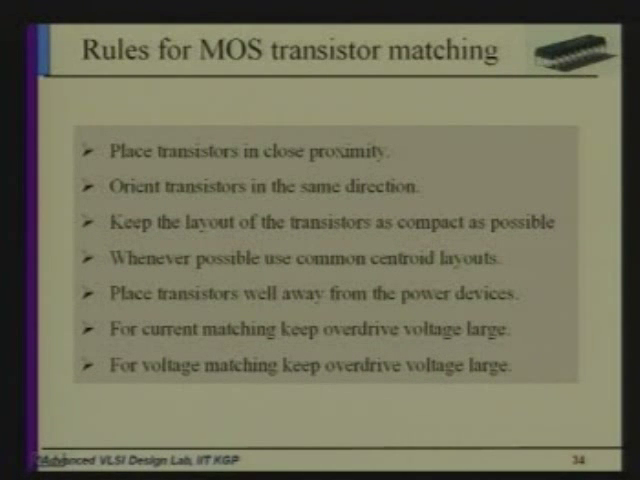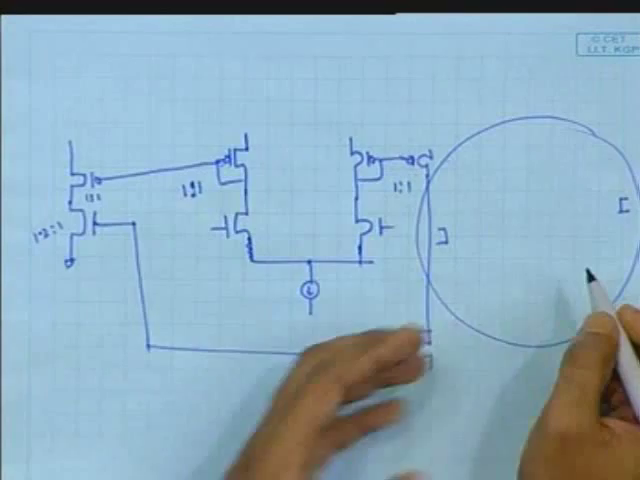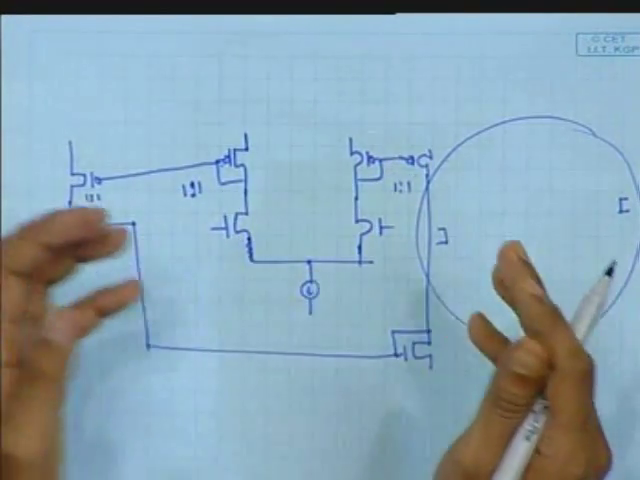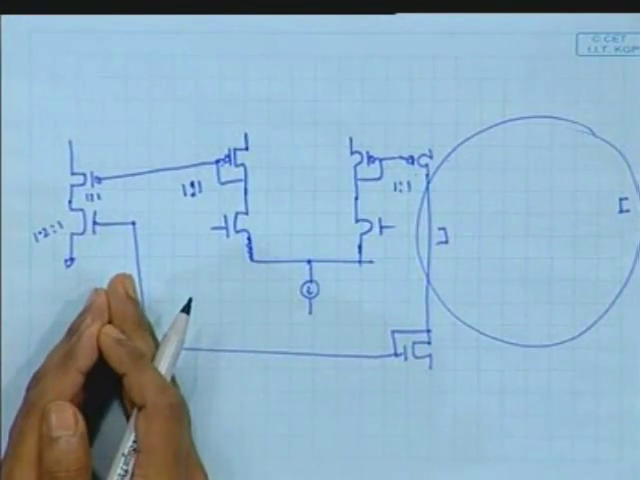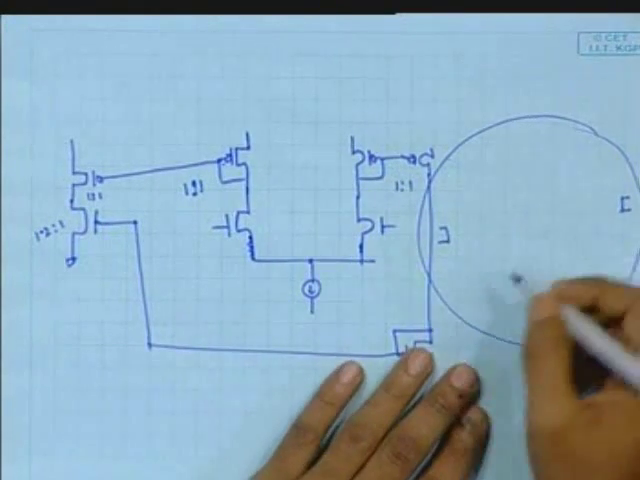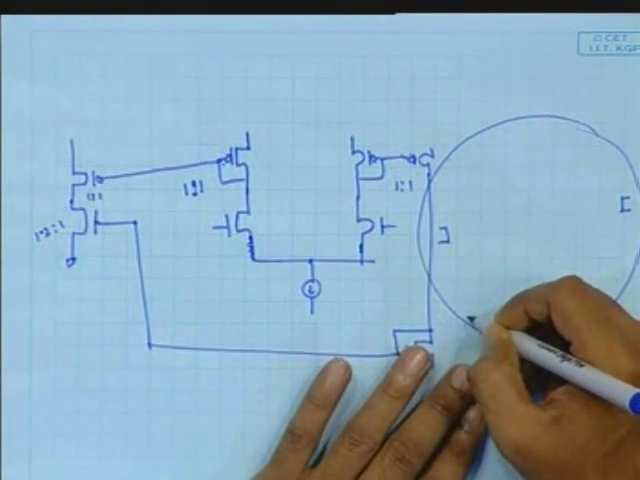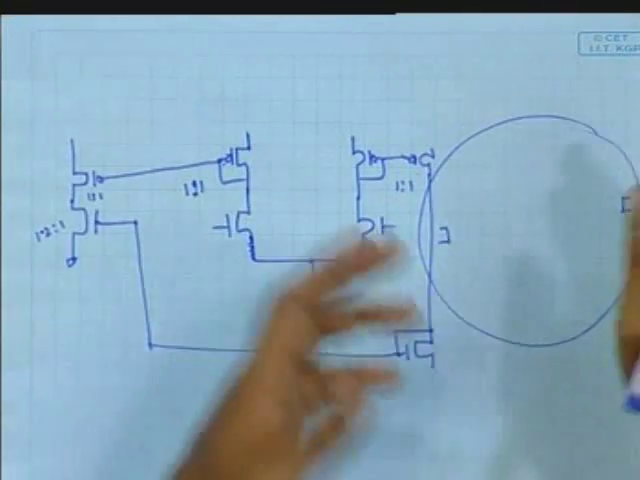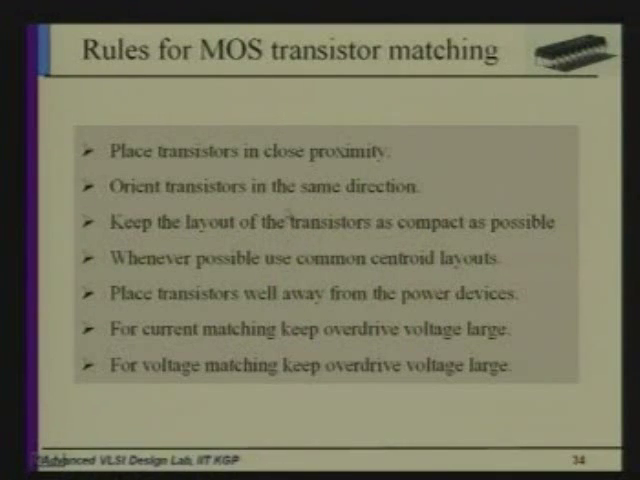Okay. So how to match the transistors? Try to place the matching transistors close. Consider we have to match this one and this one. We have to put this transistor and this transistor very close, right? So that you can see for this wafer, some process variation will be there. If you go from here to here, some gradient variation will be there. So if you put both transistors very close, the variation will be very less for those two transistors. That's why place transistors in close proximity, and orient transistors in the same direction.